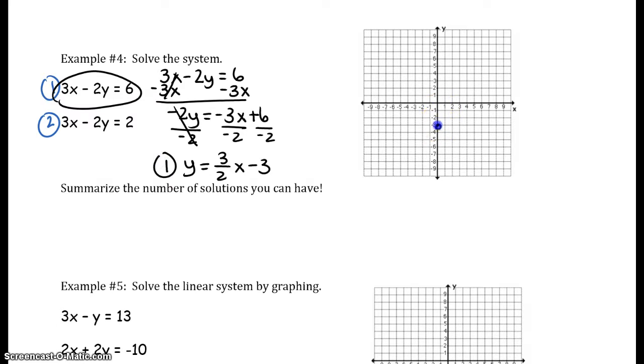So we're going to go to negative 3 and use our slope. Up 3 over 2 to the right, up 3 over 2 to the right, and continuing, then down 3 over 2 to the right, down 3 over 2 to the right. And here is our line.